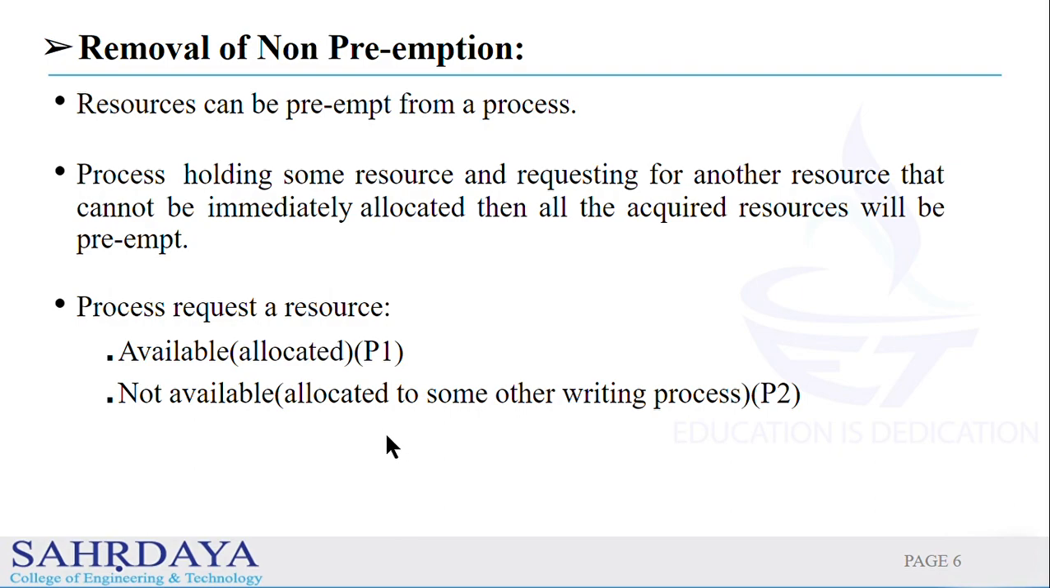As you can see here, if that resource is available, then it is allocated. If not available, we will check; if the particular resource is held by a waiting process, then that waiting process will be treated as a victim. We can preempt resources from a waiting process, not from a running process. So this is the funda of removal of the no-preemption condition.